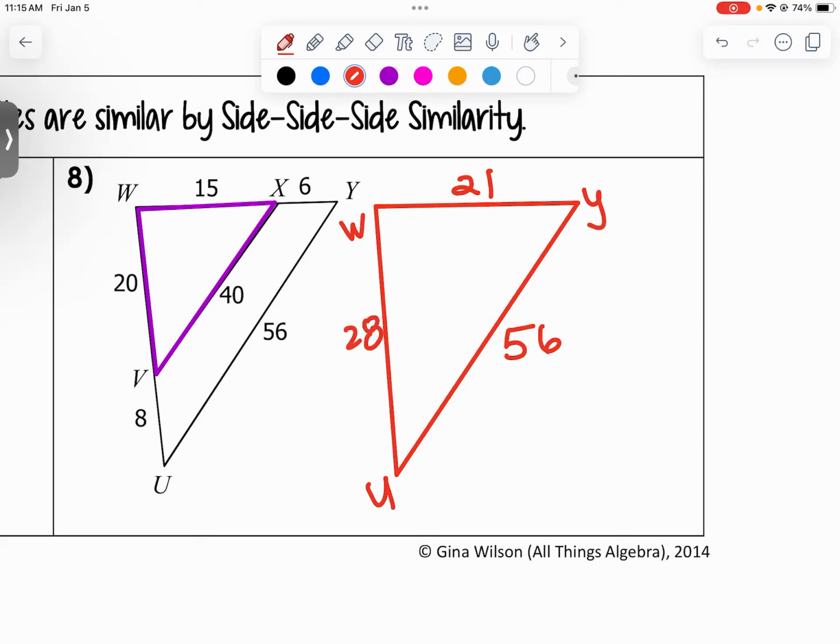How long is WU? 28. So when we go to make our ratios, we're going to put 15/21, and we're going to put 20/28, and we're going to put 40/56. These two sides, these two sides, these two sides. Brayden, what is 15/21 reduced to?